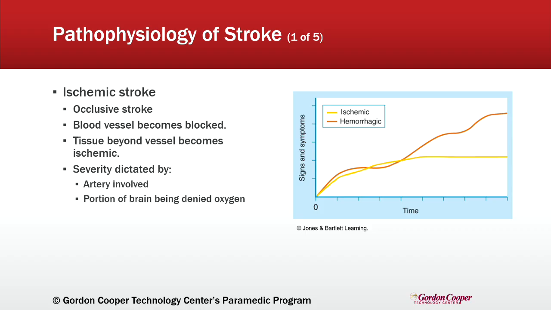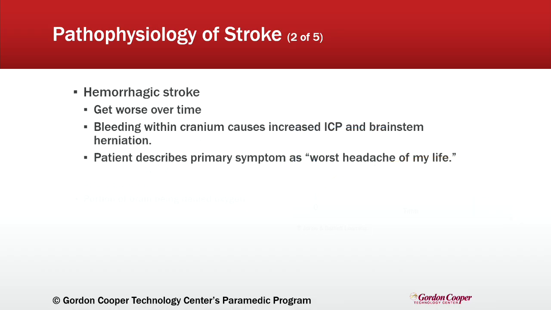And of course, the amount of the brain involvement is limited to the tissue beyond the blockage. So depending on what area of the brain loses blood supply, that's the area of the brain that's going to be affected by the stroke. The severity of the stroke is dictated by the size of the artery involved and the portion of the brain being denied oxygen. The larger the artery, the bigger impact that it's going to have, or the particular portion of the brain may affect vital parts of the brain that are essential to survival.